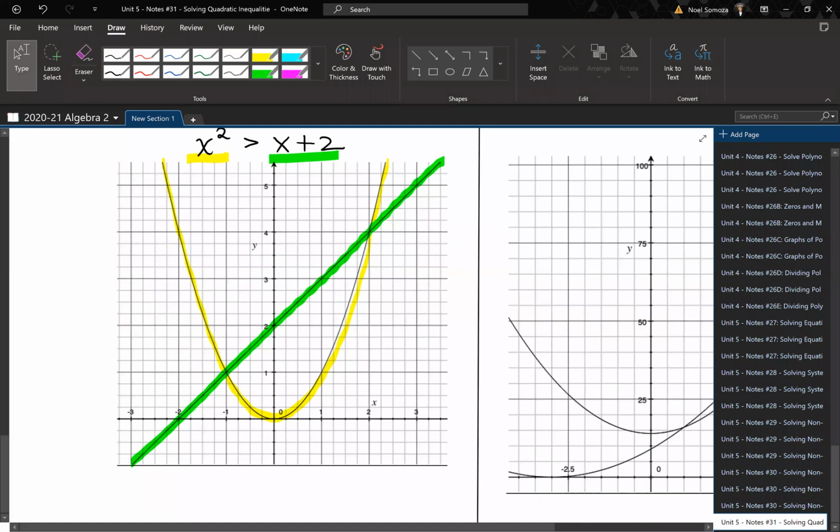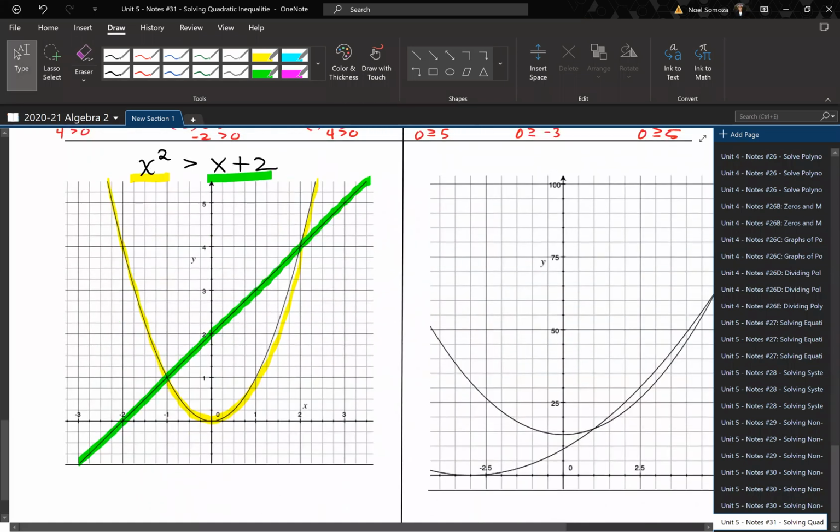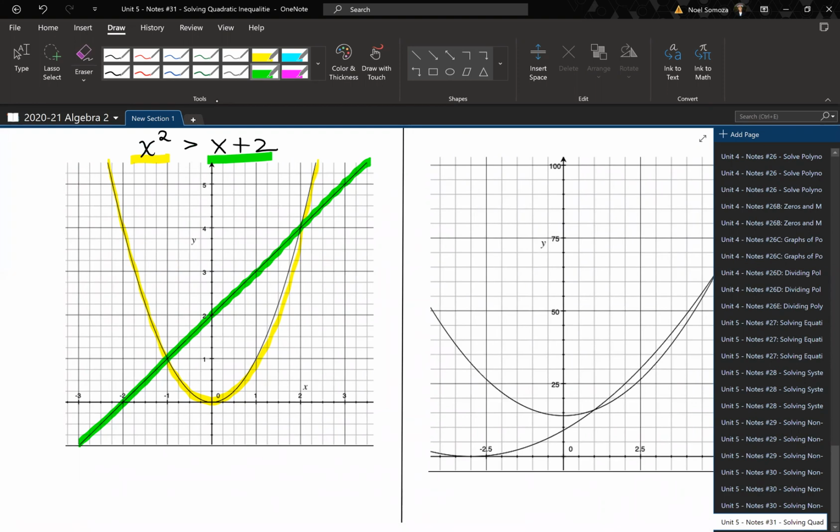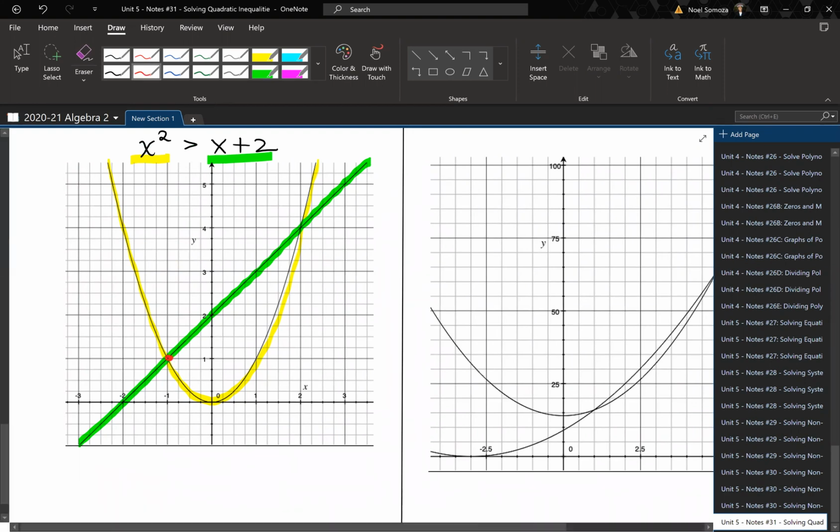So let's see what the question is. It's basically asking, where is x squared greater than x plus 2, right? Where is the parabola greater than the line? So what we would do first is we're going to find those points of intersection because that is what creates the boundaries. And there's another one here.